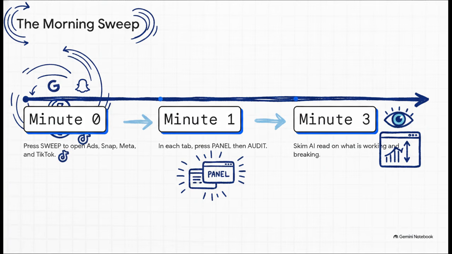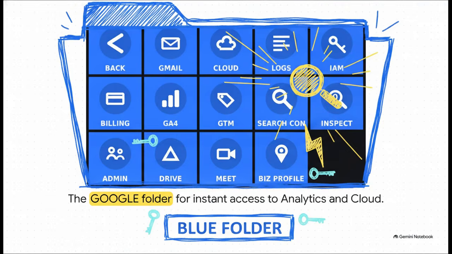You know exactly what needs your attention before you even open your phone. You get a similar level of efficiency over in the blue Google folder. This puts the entire Google work stack right at your fingertips. You get instant access to GA4 for analytics, Tag Manager, and crucially, 4 separate keys dedicated just to Google Cloud Console. Stuff like logs, IAM, billing. Look, when an API breaks, you don't want to waste 5 minutes navigating terrible menus. You just press the logs key and you're debugging instantly.